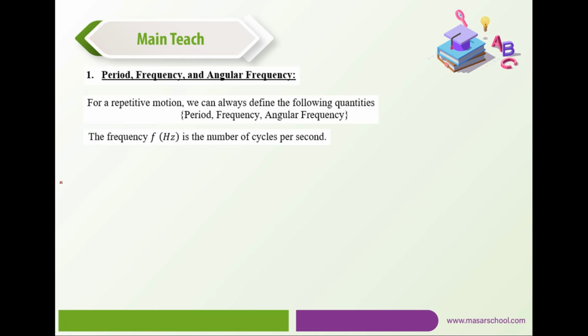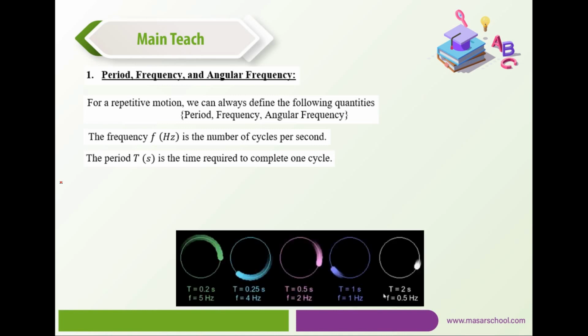The frequency, denoted by small f, its unit is hertz, is the number of cycles per second. The period, which is the capital T, and its unit is seconds, is the time required to complete one cycle. So we know that time is usually represented by small t, but if we're talking about the time required to complete one cycle or for repetitive motion, it's denoted by capital T, which stands for the period.